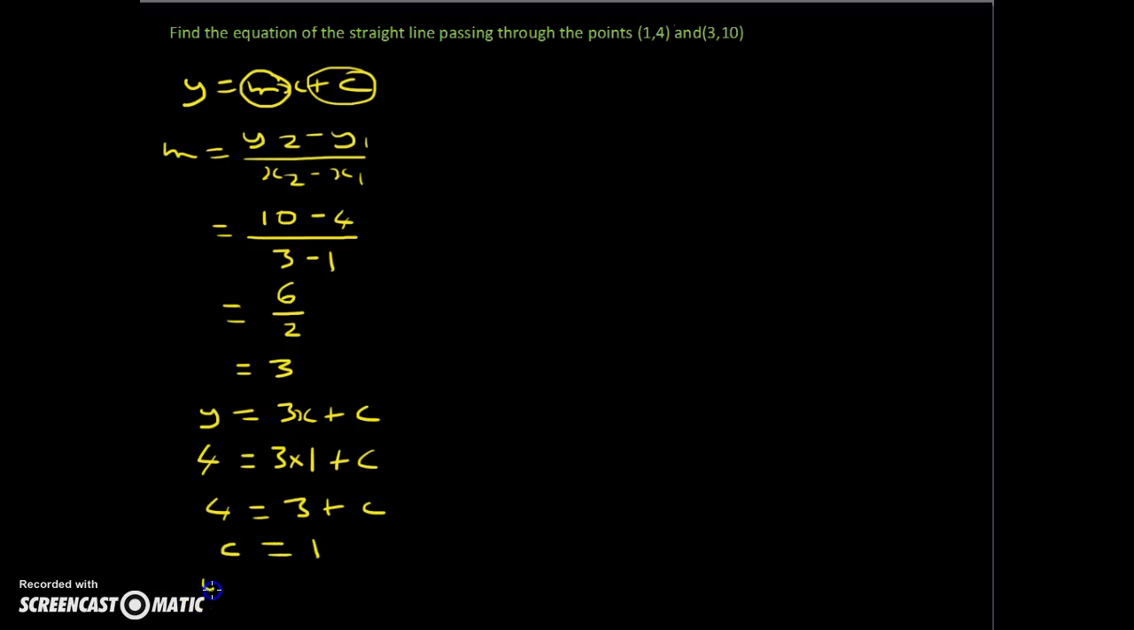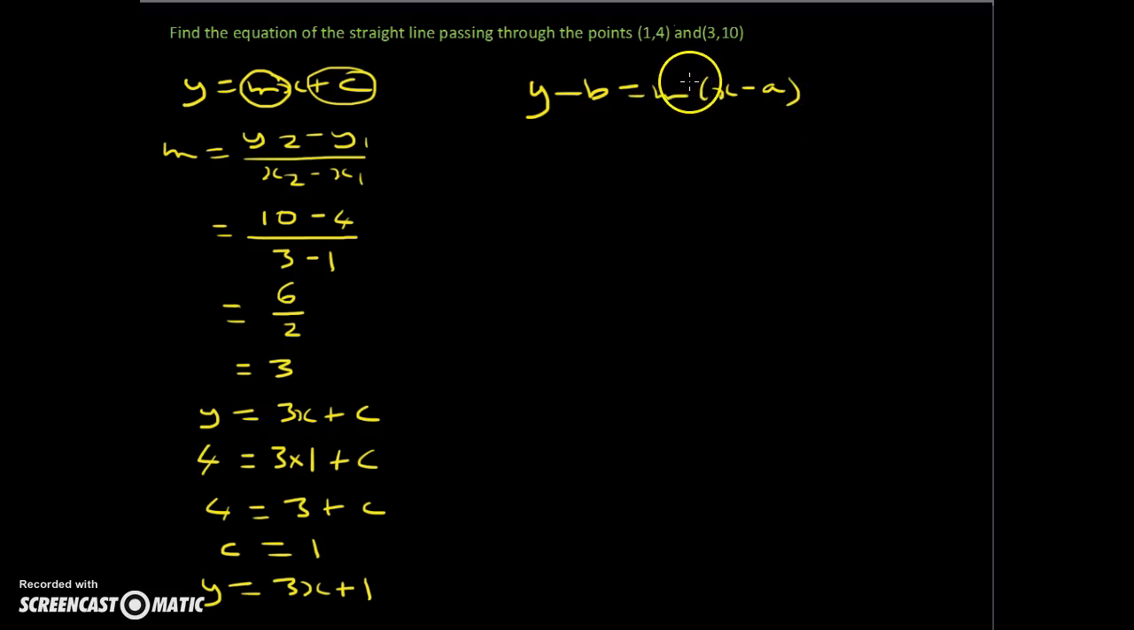Therefore, the equation of our line is y = 3x + 1. Right, that's one way of doing it. Now we're going to look at using the other equation of the line. So y minus b equals m(x minus a).